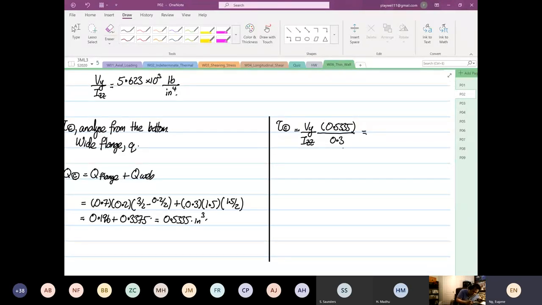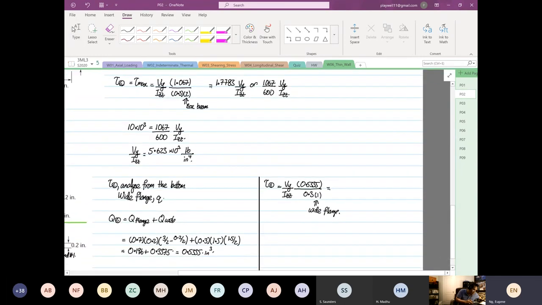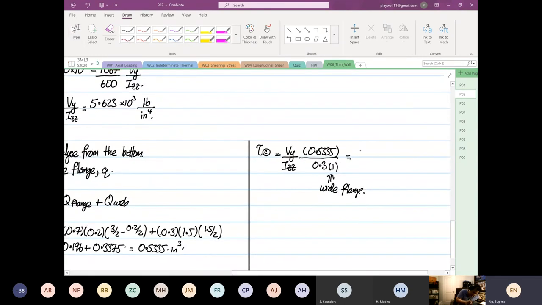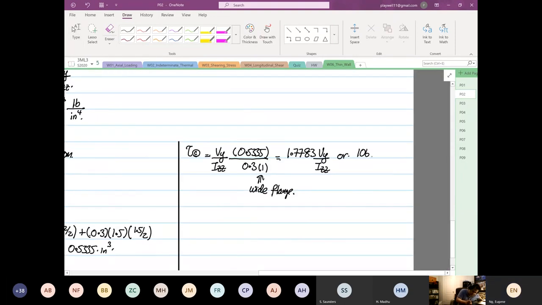5.3.3. So what we know is this value is 1 down here, because it's the white flange. Okay, I know you don't need to put it down, but I just remind you, right? So the shear at point C is equal to 1.7783 VY over IZZ, or 1067 over 600 VY over IZZ.